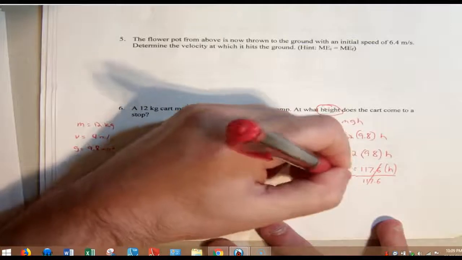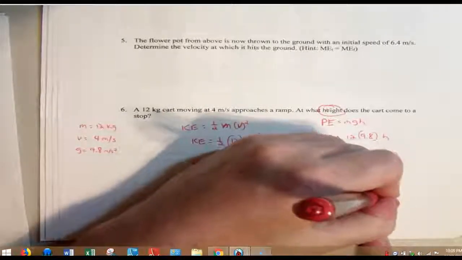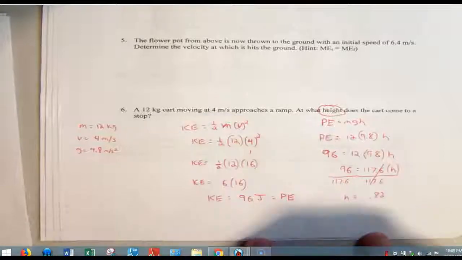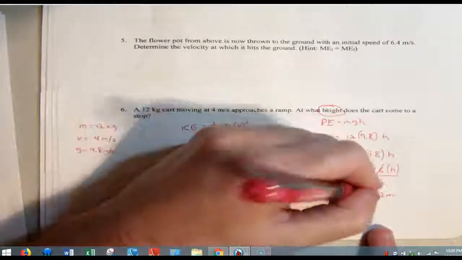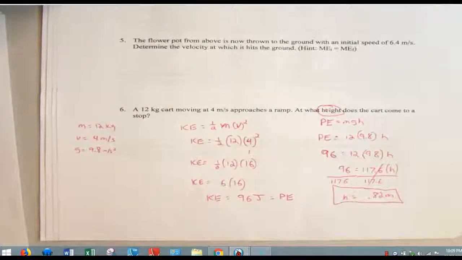So height, let's flip it. I like variables to be on the left. Equals 96 divided by 117.6, which is 0.82 meters. Right? If you want to put 0.82, you can. I don't like to because it doesn't matter. But there you go. That question is solved. Hopefully everybody got it. Let's rock and roll.